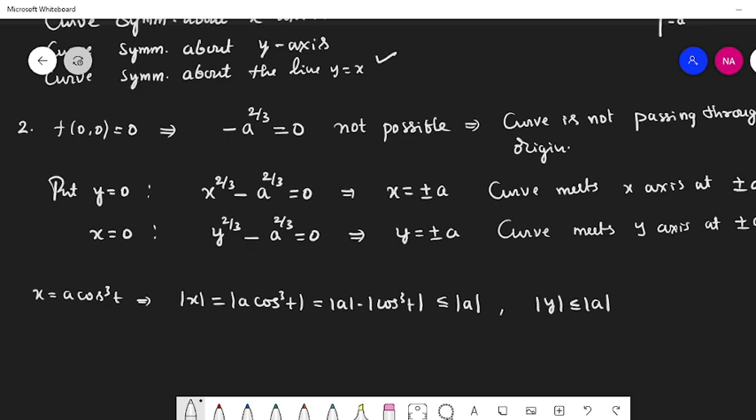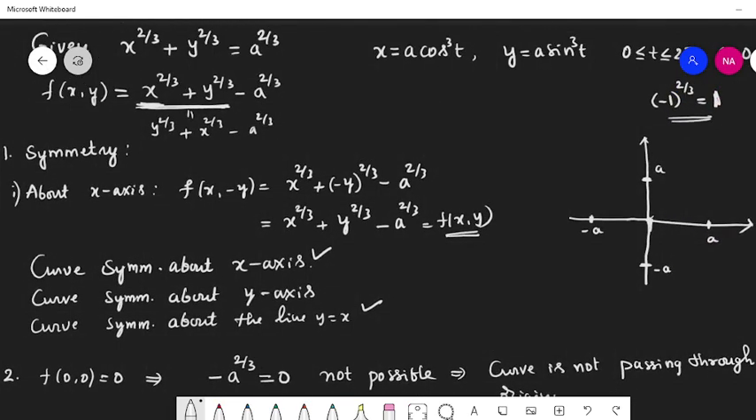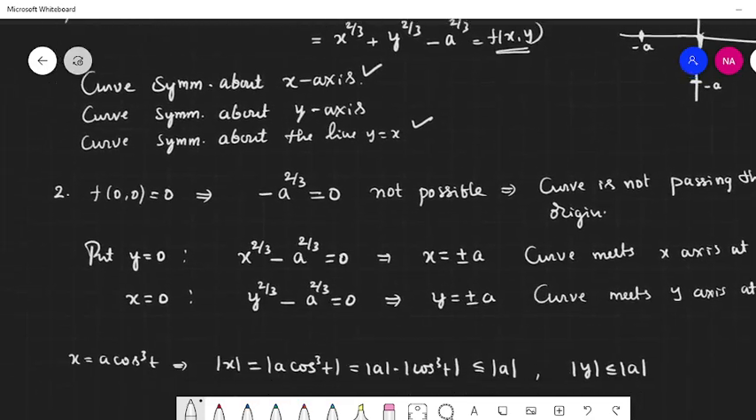The information that we can get from here is that x and y, or the graph, will lie only between these points. You don't get the graph above these points or to the right of these points. So the graph will exist only between these 4 points. We don't get the graph outside these 4 points. So that is the information I had to gather from the parametric form. Next, asymptote.